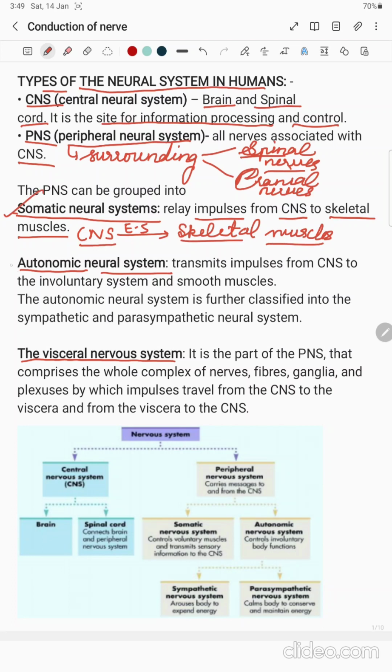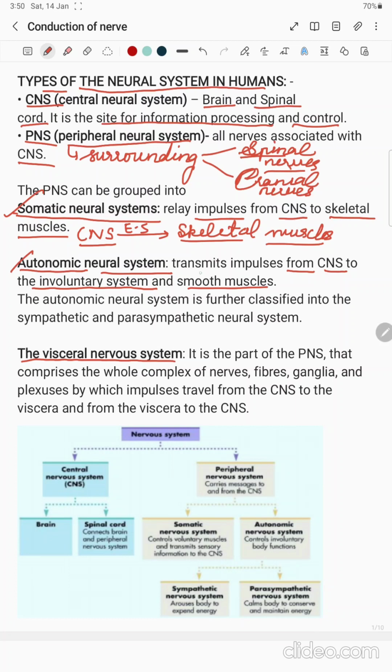And the next one is the autonomic neural system. What is this autonomic neural system? It transmits impulses from the central nervous system to the involuntary system and smooth muscles. What are the involuntary systems? Like our digestion process, respiration process, excretion process, which we usually call metabolic activities. All these metabolic activities cannot be controlled by us. That's why they are considered involuntary actions, like digestion, respiration and so on.